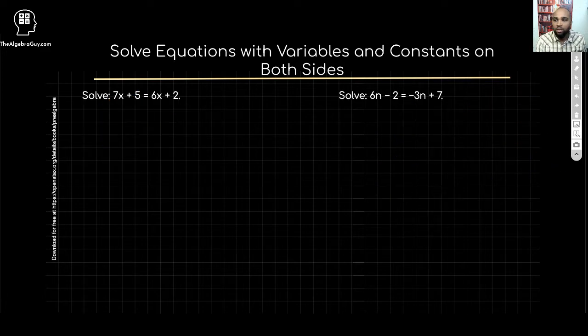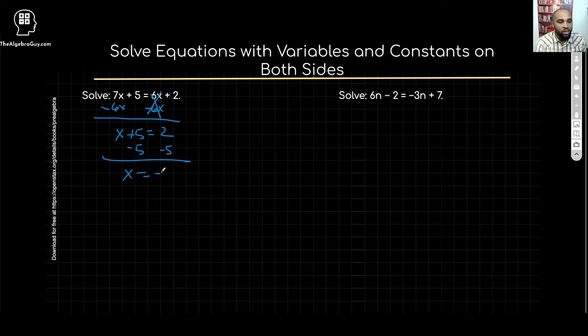All right, so what can we do? We can bring these x's to the same side, and I'm going to subtract 6x to do that on both sides. So that gets rid of that one on that side. So 7 minus 6 equals x. Now I have plus 5 equals 2. Want to get rid of my 5 by subtracting 5, and now I'm left with x equals negative 3.